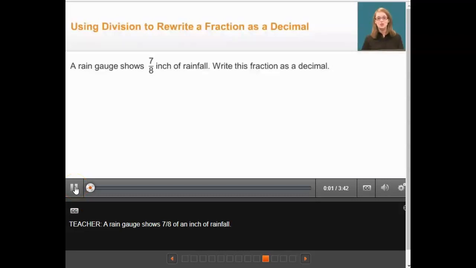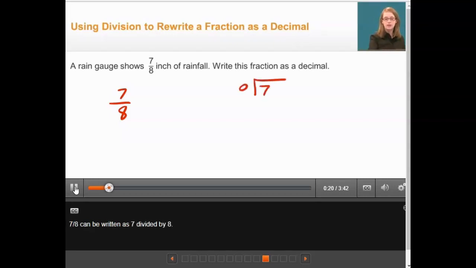A rain gauge shows 7/8 of an inch of rainfall. Let's write this fraction as a decimal. 7/8 has 8 in the denominator. You can't multiply 8 by a number easily to get a power of 10. Instead, we'll need to use long division. 7/8 can be written as 7 divided by 8.